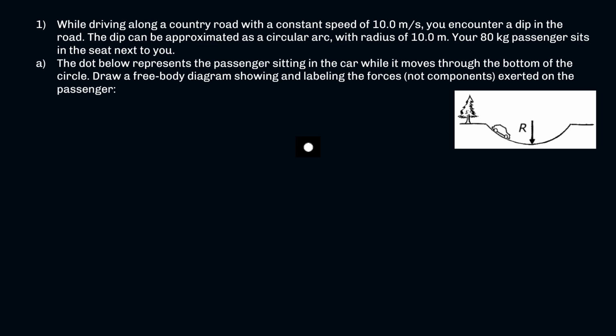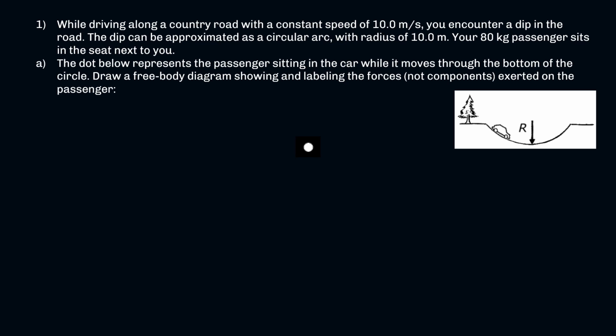In this first example, while driving along a country road with a constant speed of 10 meters per second, you encounter a dip in the road. The dip can be approximated as a circular arc with a radius of 10 meters. Your 80 kilogram passenger sits in the seat next to you. The dot right below represents the passenger sitting in the car while it moves through the bottom of the circle. We're going to draw a free body diagram showing and labeling the forces, not components, of which there are none in this situation, exerted on the passenger.